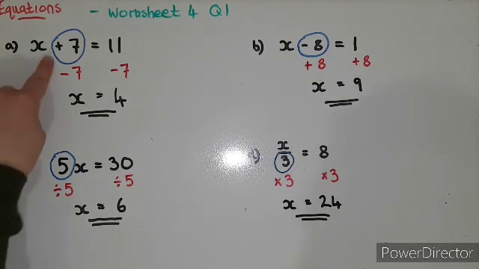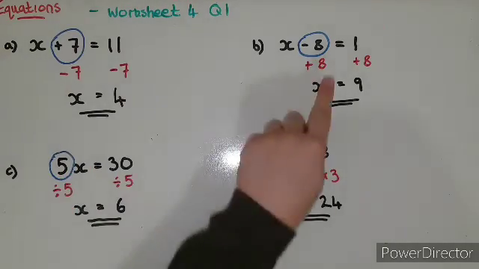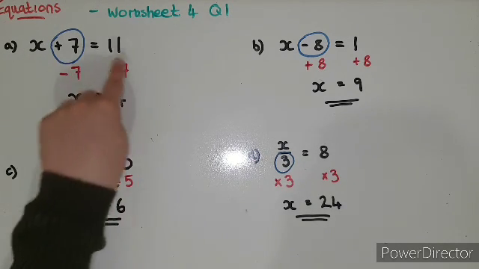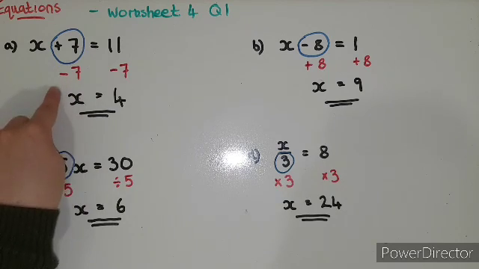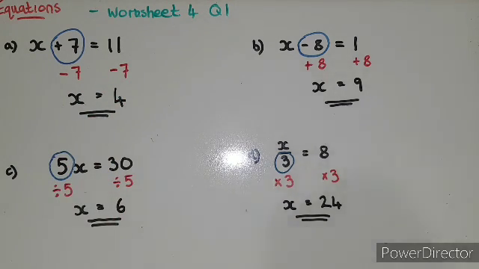So again, just circling the part of the process I want to undo. In each case, these are all one step, so there's only one thing happening to x in each case. But circling the thing I want to undo, I figure out what I need to do to undo that. The opposite of an add 7 would be a subtract 7. Opposite of addition is subtraction. Opposite of multiplication is division. So I just do the opposite, and then do the opposite to the other side as well. Whatever I do to one side of the equation, I must do to the other side as well. And I end up with my answer. Now you can try worksheet 4, question 1.